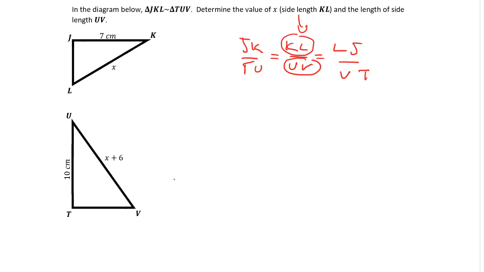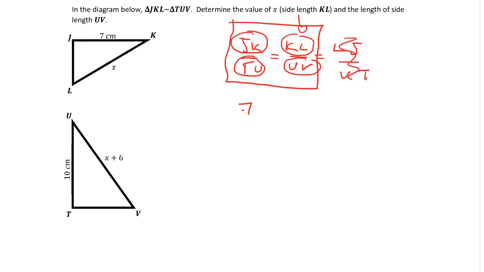Now, our unknowns are on KL and UV, so we're going to have to include this proportion in our solution. We also know the value of JK, that's 7 centimeters, and TU, which is 10 centimeters. So we're going to use this relationship right here to solve for X. We don't know anything about the length of LJ or VT, so we're not going to be using this at all. Let's substitute in what we're given. So JK is 7 centimeters. TU is 10 centimeters. KL is represented by X, and UV is represented by X plus 6.